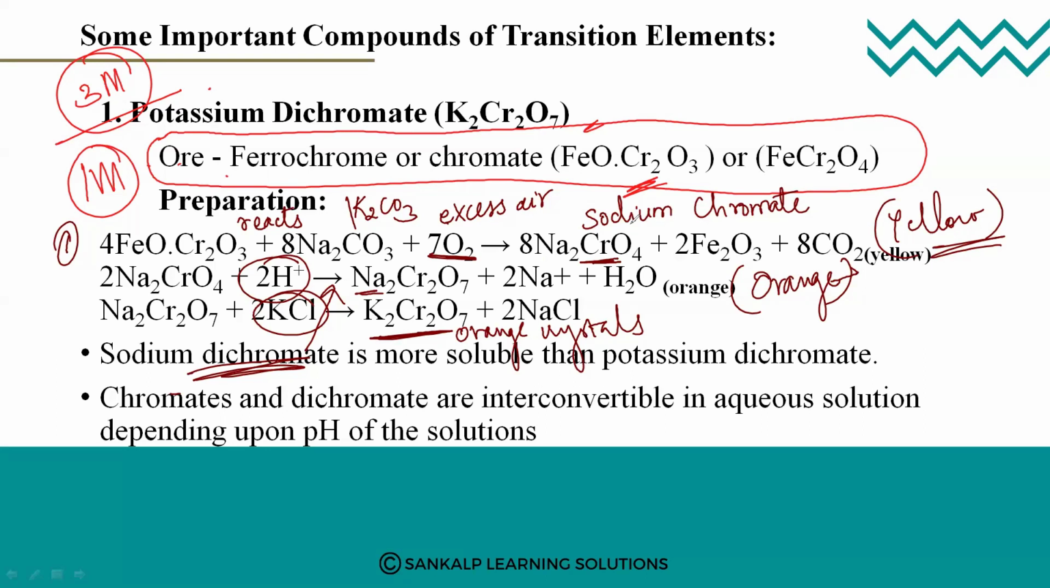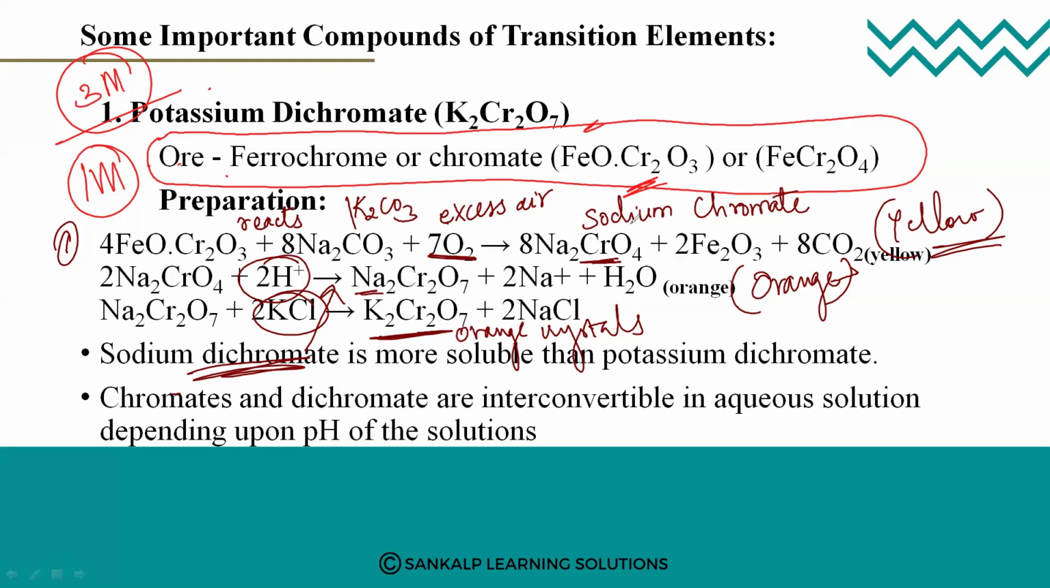Now this yellow solution, we are going to filter it. After filtration, I am going to add acid to that. We do acidification, and the chromate is converted into dichromate. The resulting solution is orange in color. To this orange solution I am going to add potassium chloride solution, and the sodium dichromate is converted into potassium dichromate and NaCl. Then on cooling, the solution is converted into crystals of potassium dichromate.